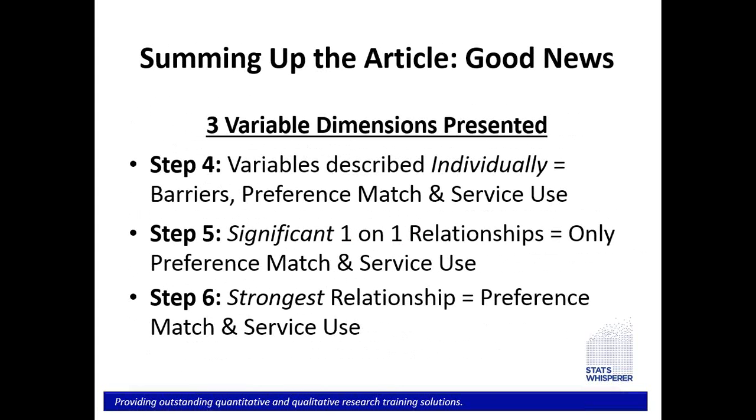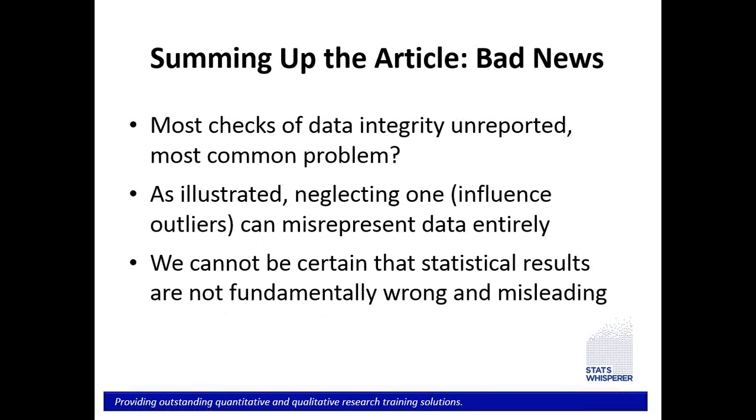Now, we also did see the 3 dimensions of the variable relationships presented. Step 4, the variables were presented individually. Step 5, significant one-on-one relationships were presented. And step 6, the strongest relationship in multivariate analysis was identified. So that's a strength.